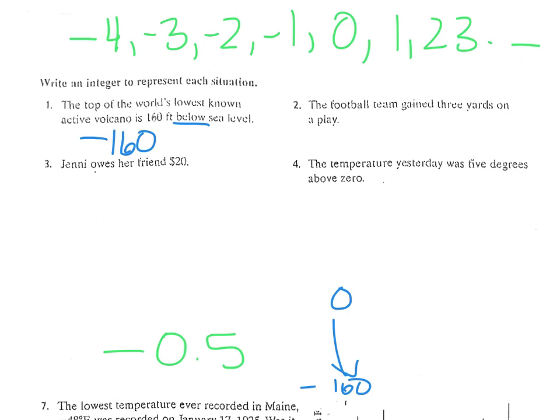Number 2, the football team gained 3 yards on the play. Well, they gained 3 yards. So that means they moved 3 yards forward. So this would be a positive 3.